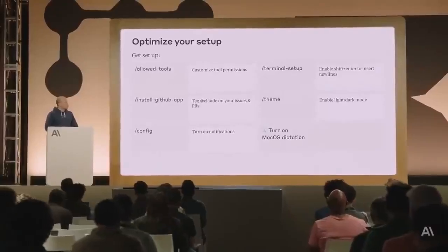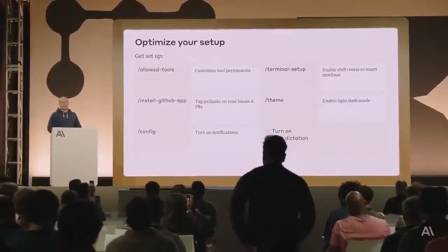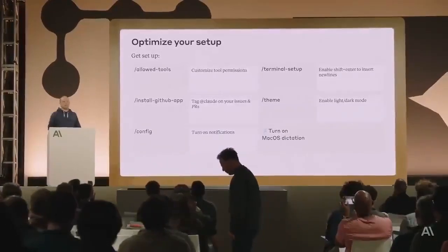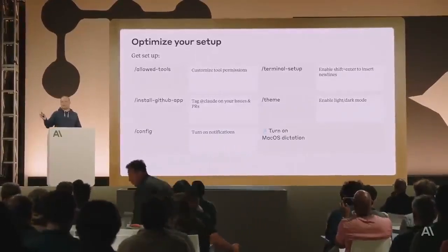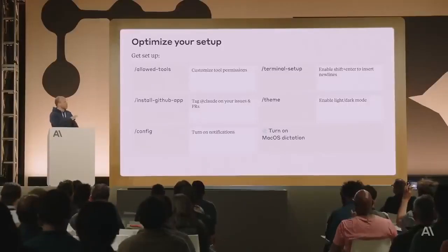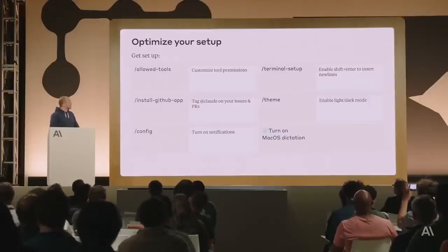As you open up Claude Code for the first time, there's a few things that we recommend doing to get your environment set up. And these are pretty straightforward. So run terminal setup. This will give you Shift-Enter for new lines, so you don't have to do backslashes to enter new lines. It makes it a little bit nicer to use. Do /theme to set light mode or dark mode or Daltonize themes.